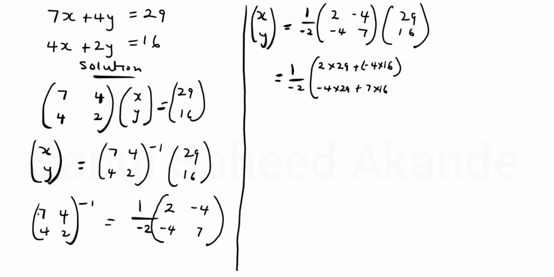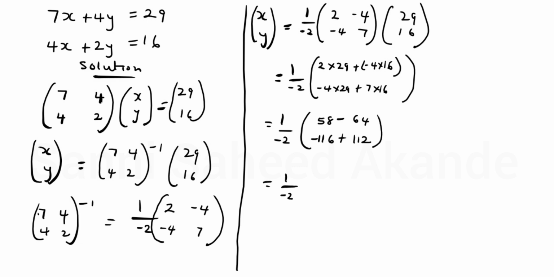Understood. So let's continue. Now let's multiply this together. 2 times 29 is 58. Then plus minus 4 times 16 is -64. Then -4 times 29 is -116. Then plus 7 times 16 is 112. All right, so 1 over -2.